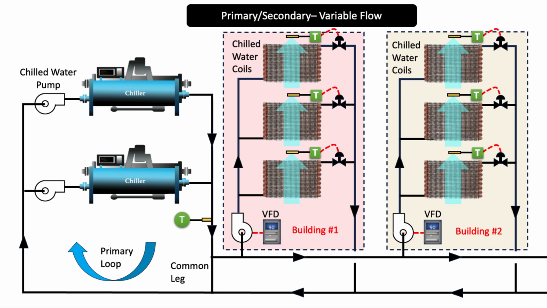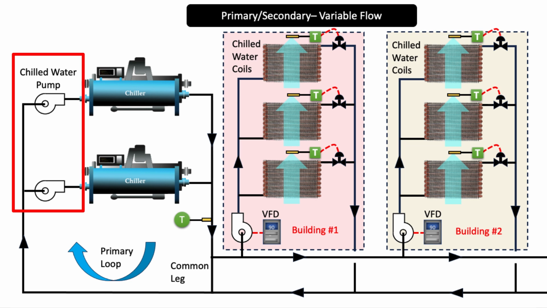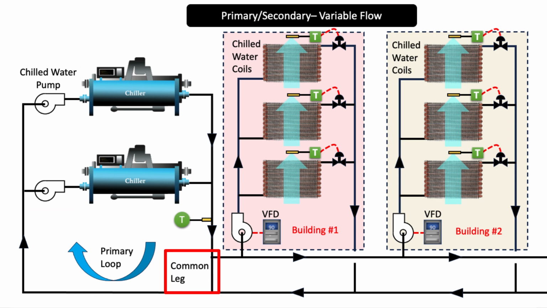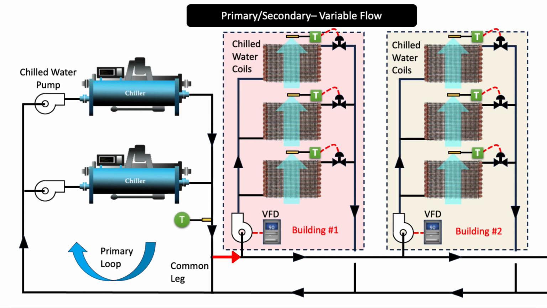Primary chilled water pumps. One or more primary pumps circulate chilled water through the chillers and the primary loop. In this design, there is a pump dedicated for each chiller. A common leg connects the primary and secondary loops. Secondary chilled water pumps. The secondary pumps are moved out of the central plant and into the buildings, bringing them closer to the cooling coils. These pumps provide the capacity and the system pressure to bring the water from the common leg through their most remote coil and back to the common leg.